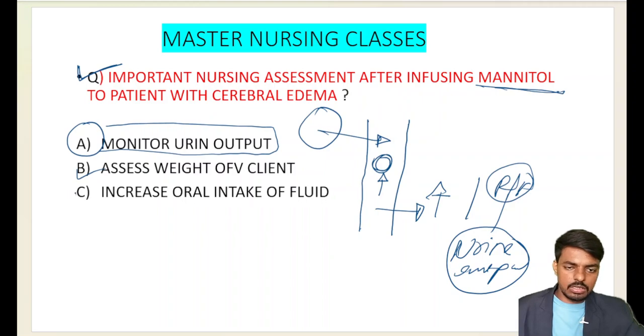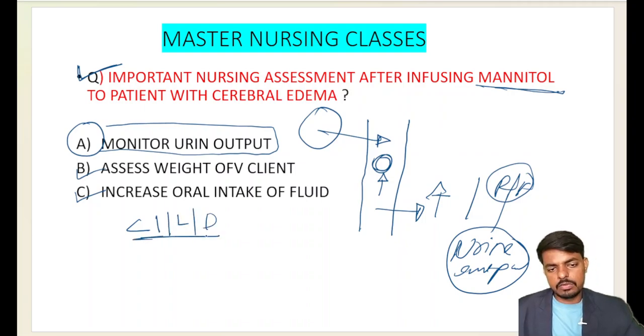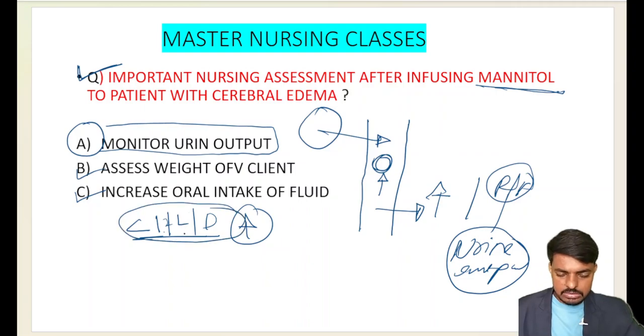Increased oral intake: we ask the patient to have fluid of less than 1 to 1.2 liters per day. Why? Because increased intracranial pressure is already there, so in order to decrease it, we ask the patient to take less than 1.2 liters of fluid per day. Very important. So this is not our answer. The answer is option A, monitor the urine output. Very important one.